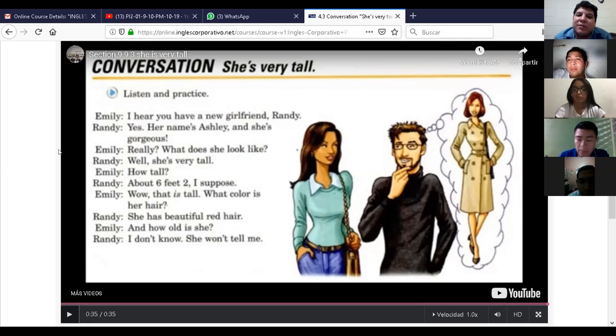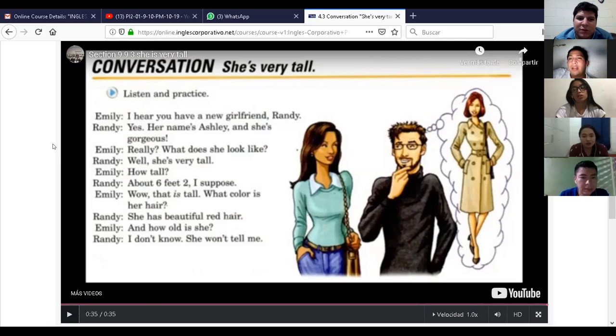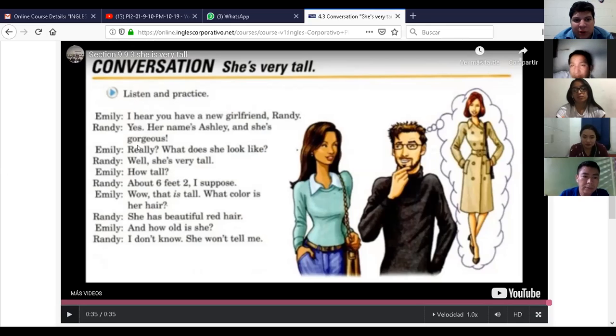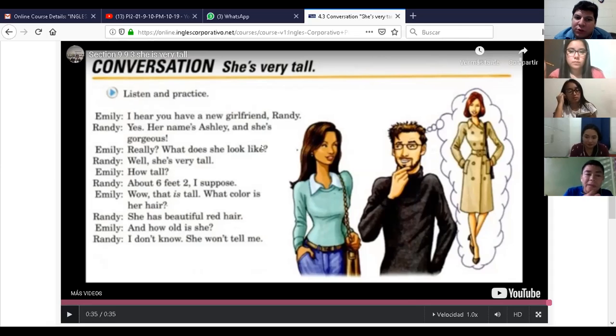Really? What does she look like? Here, I just want to make emphasis that yes or no questions, we go up in pitch. Really? And WH questions, that means informational questions, we go down in pitch. Wow. What does she look like? We go down.